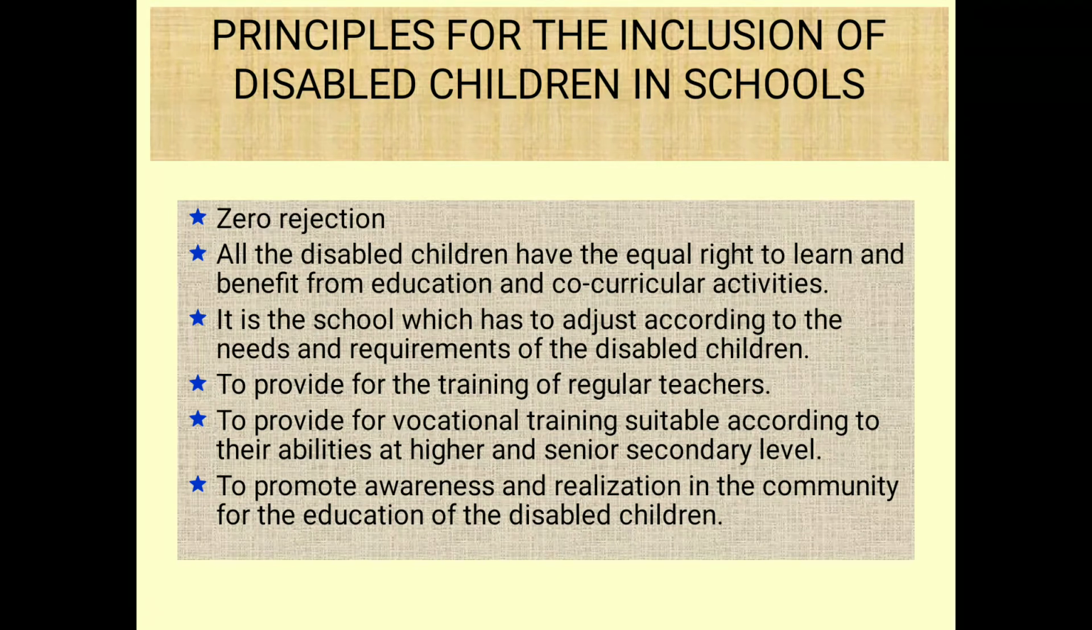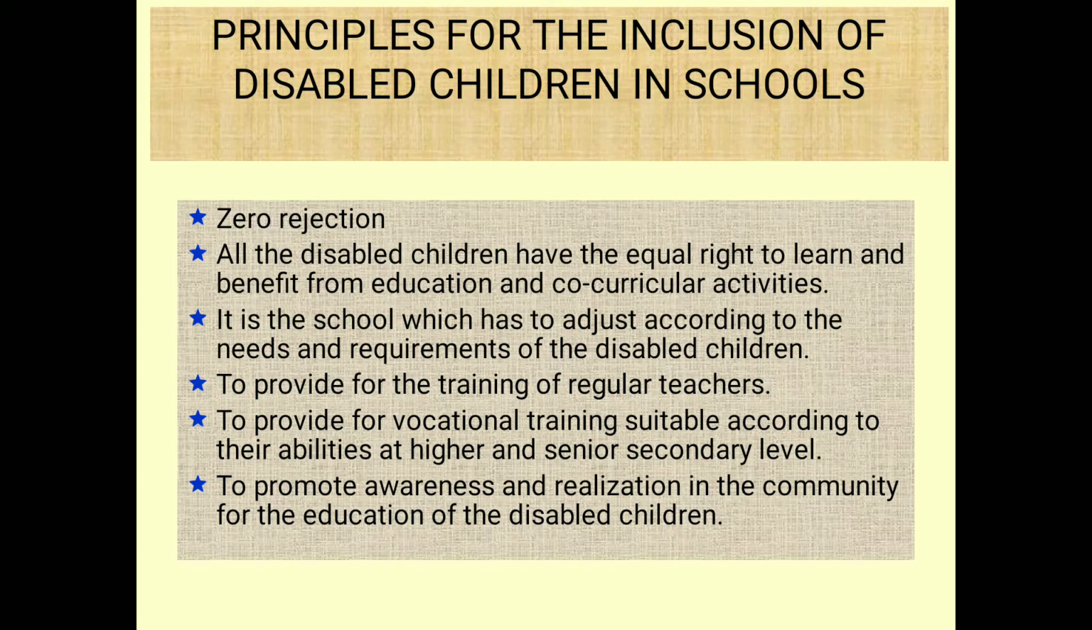When we come to the principles of inclusive education, zero rejection means a school should not reject anyone on the basis of gender, caste, disability, anything. All disabled children have an equal right to learn, as well as a right to participate in co-curricular activities. The school has to adjust according to their special requirements. Continuous training should be given to regular teachers to focus on exceptional children. Then, to provide vocational training suitable to their abilities at the higher and senior secondary level.